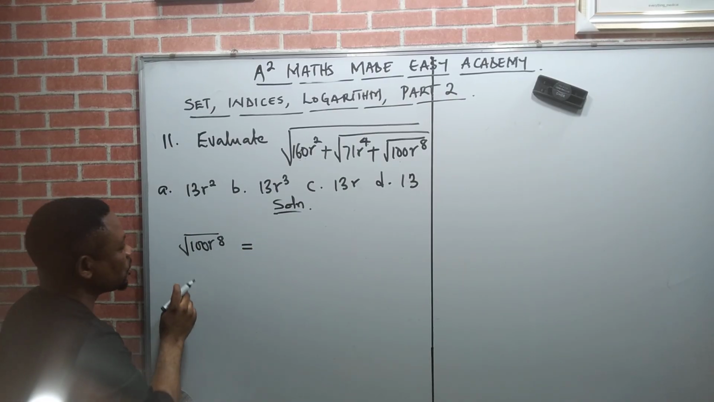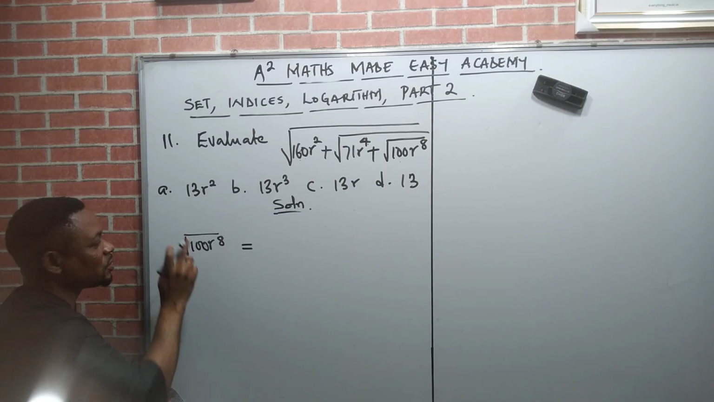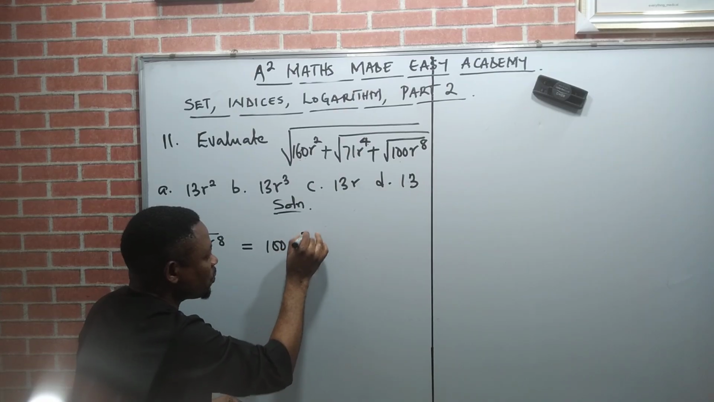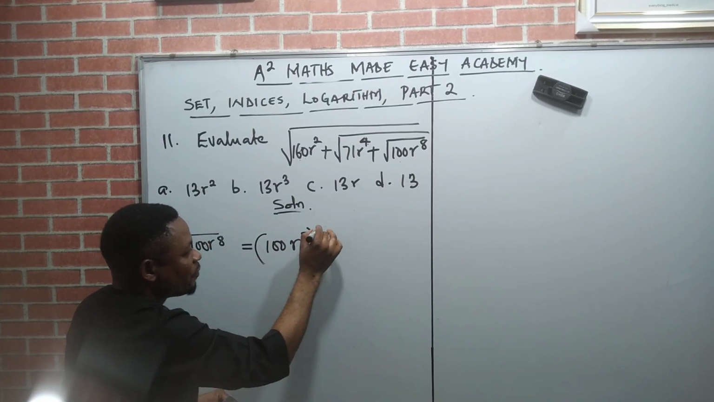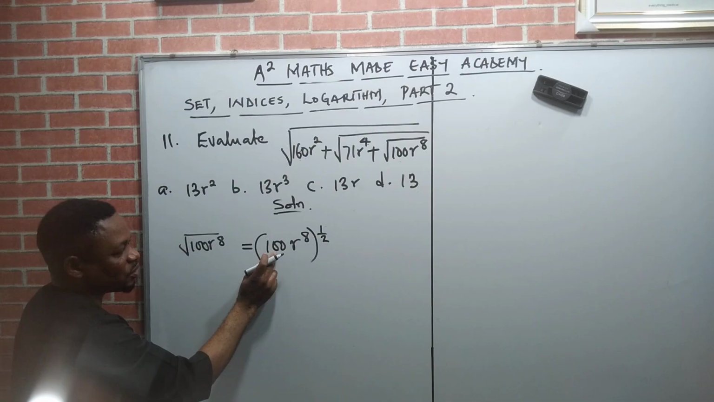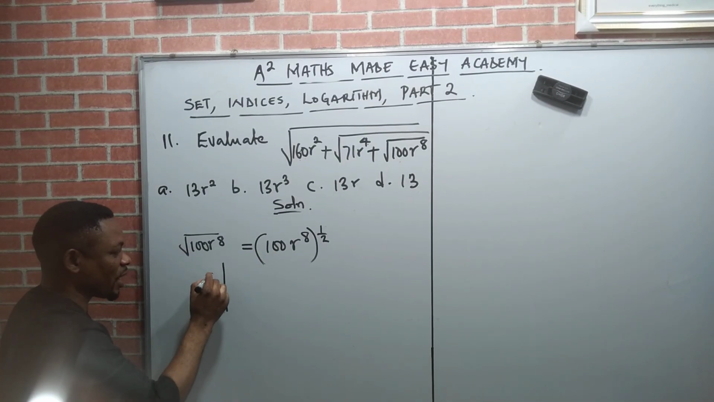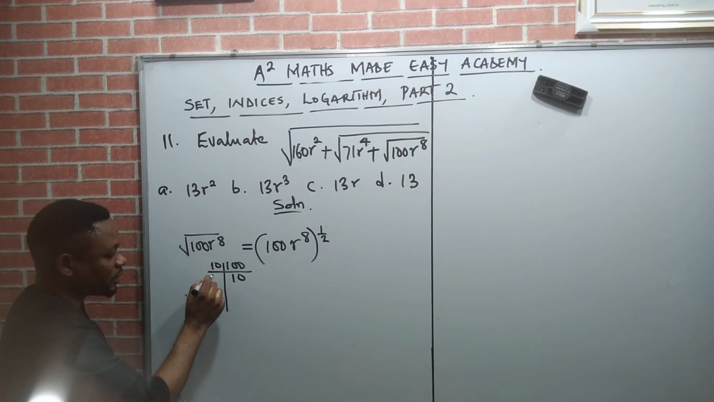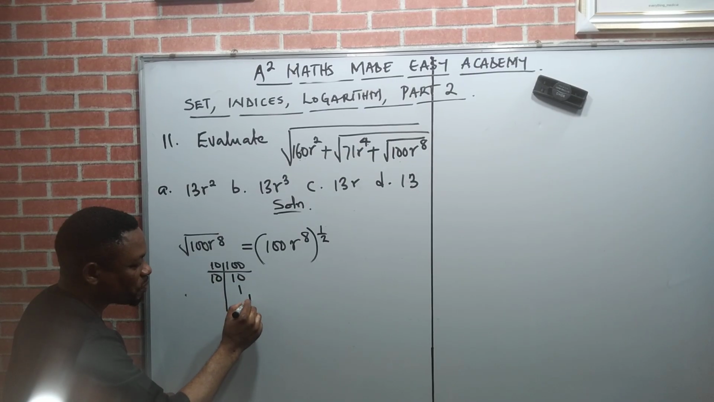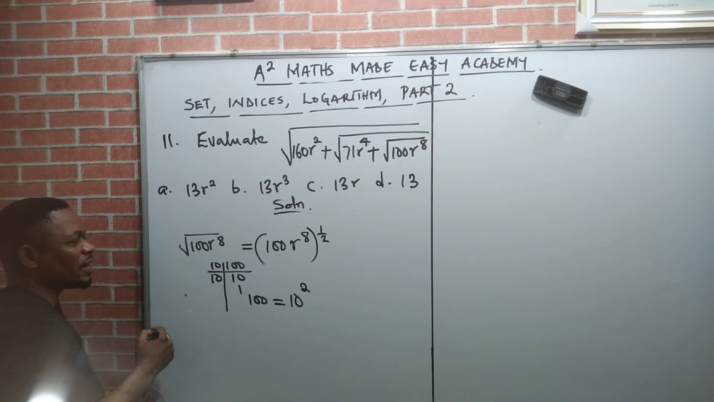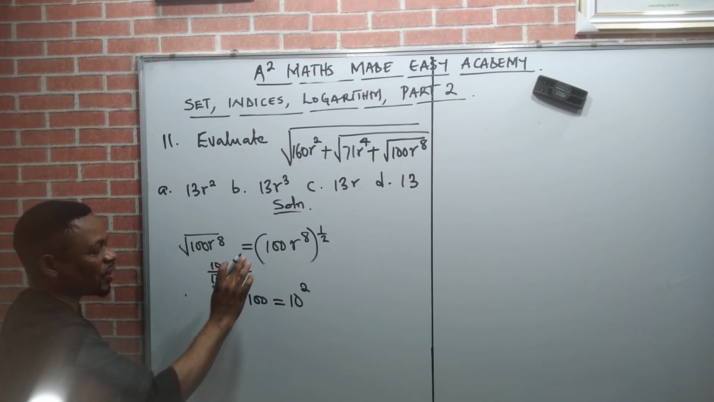Remember what I taught you, the meaning of square root. Square root means to the power of 1 over 2. So this is 100r raised to the power of 8, close the bracket, everything to power 1 over 2. Then to get the indices of 100, you can use long division. 10 into 100 gives 10, then 10 again gives 1. So the indices of 100 is 10 in 2 places, right? Now can you see that the question is already almost solved?